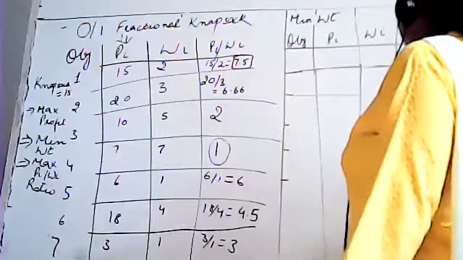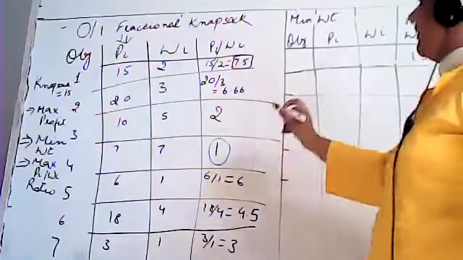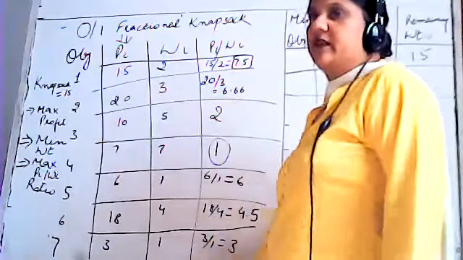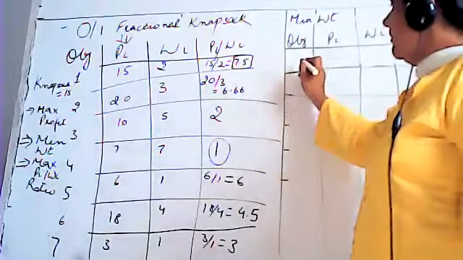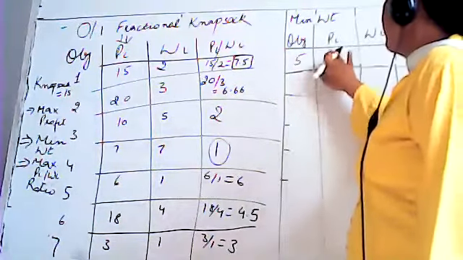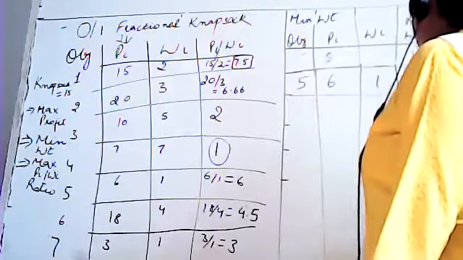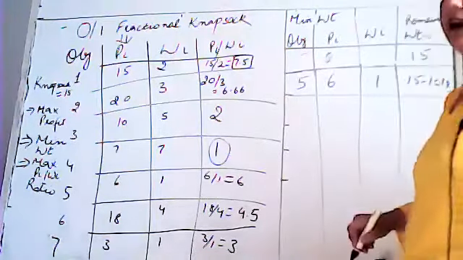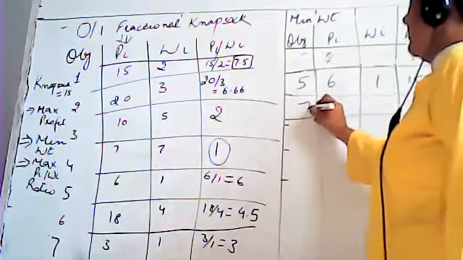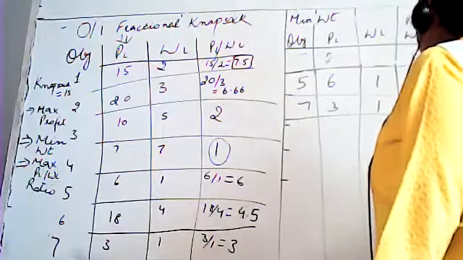Initially we are left with 15 kg. We will pick the least weight first. We will start from object number 5, profit is 6 and weight is 1. 15 minus 1 would be 14. Next you will be picking up object 7, profit is 3, weight is 1. 14 minus 1 would be 13.